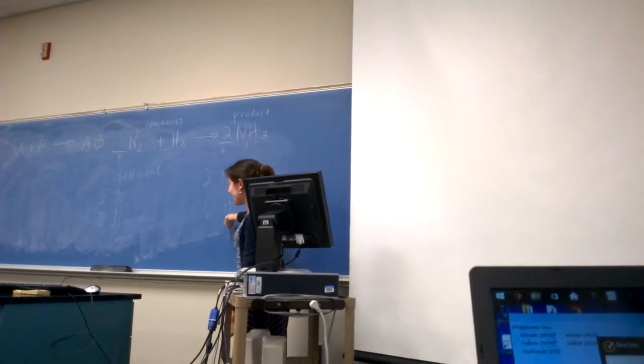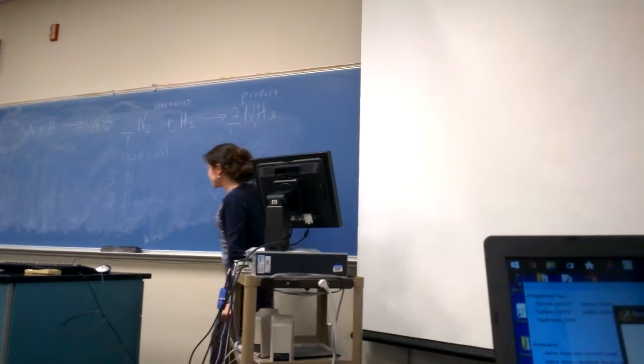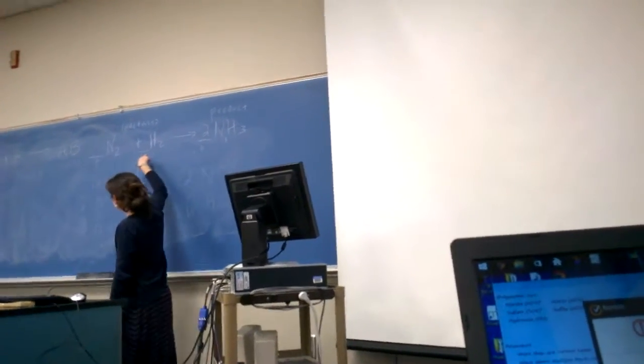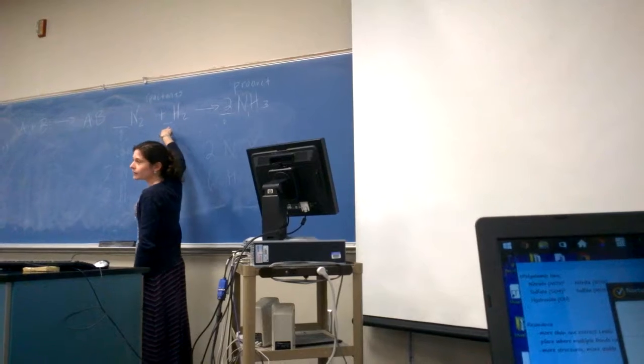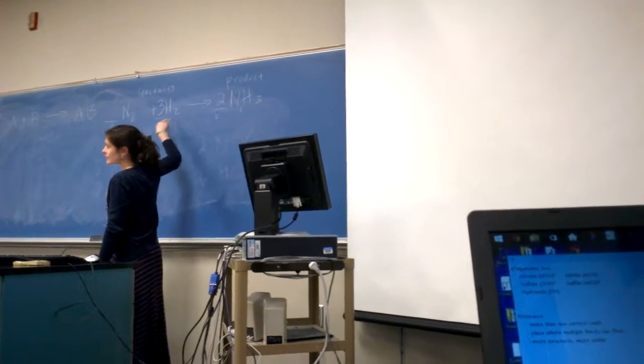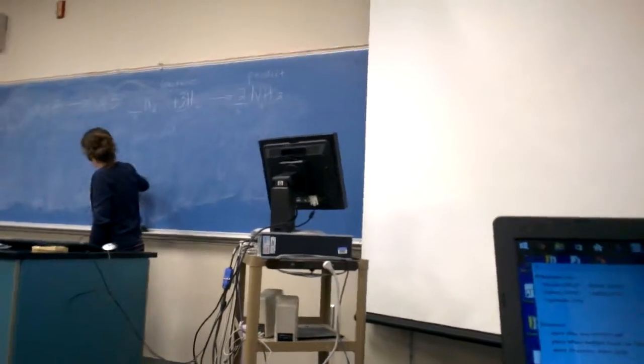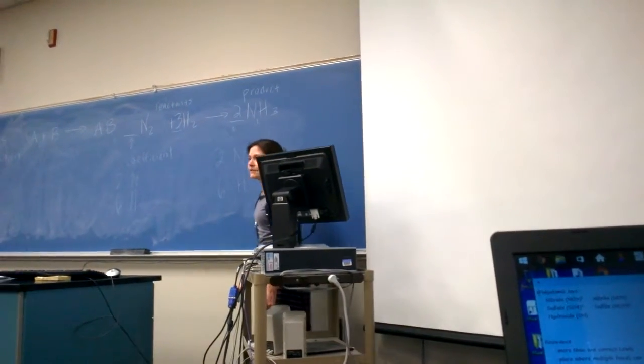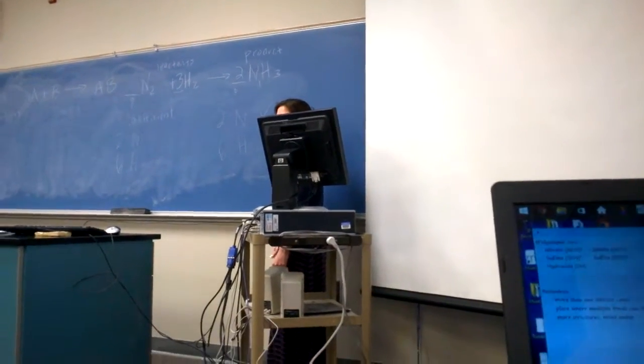Everybody agree? That's great. But my hydrogen's off. So I have 6 here, I have 2 here. Easy thing I can do is put a 3 here. When I do that, 3 times 2 gives me 6. And so, change that to a 6, I'm done. It's balanced. Does that make sense?